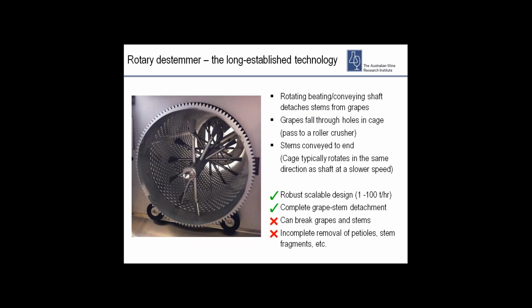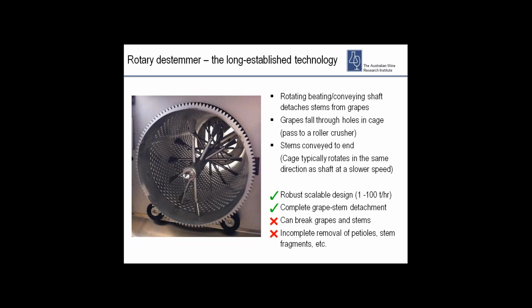These rotary destemmers have been used in a variety of configurations over the years, both before and after crushing, or even as crushers themselves by the use of high paddle speeds and different paddle designs. But for a long time now, the industry standard has been rotary destemming prior to roller crushing, and all major winery equipment manufacturers essentially make these devices quite similarly to each other. Rotary destemmers are fairly robust and scalable machines, and off-the-shelf models can be purchased that can process 100 tons per hour, even more.